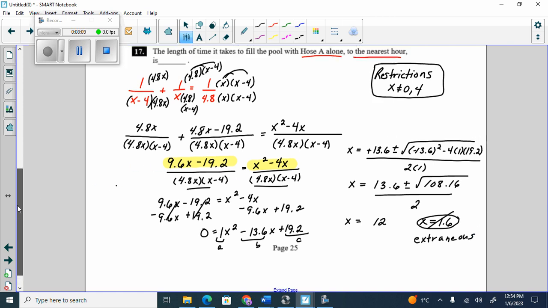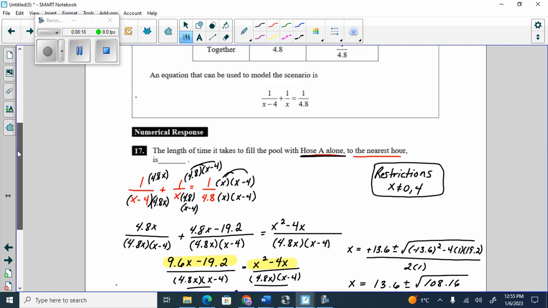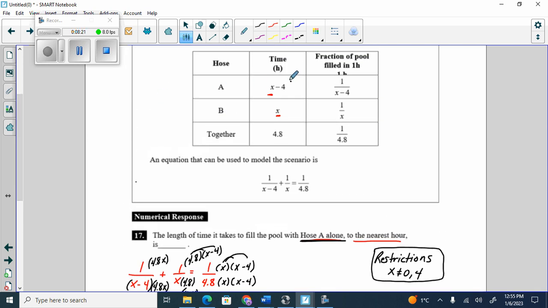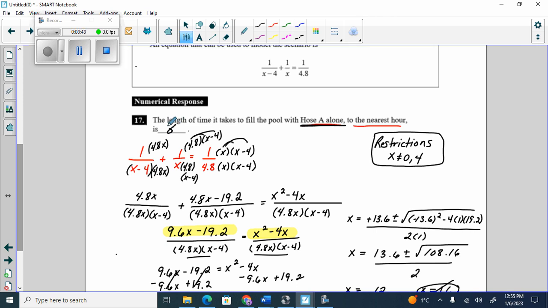And then this one wants the length of time it takes to fill the pool with hose A alone. Hose A alone. A lot of people will put the answer 12, but hose A alone is this one, so it's x minus 4. So hose A time is actually 12 hours minus 4, which equals 8 hours. That should be 8. Next question.